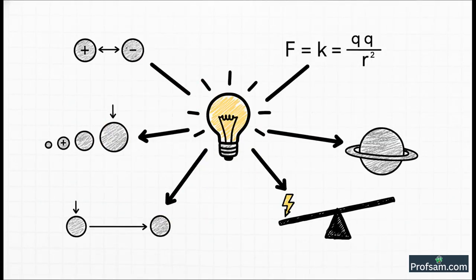Okay, let's do a quick summary of the most important takeaways. First, like charges repel, unlike charges attract. Second, the formula is F equals K Q1 Q2 upon R squared. Third, more charge means more force. Fourth, more distance means much less force. And fifth, electric force is a vector and it's way stronger than gravity. These are the absolute essentials you must remember.